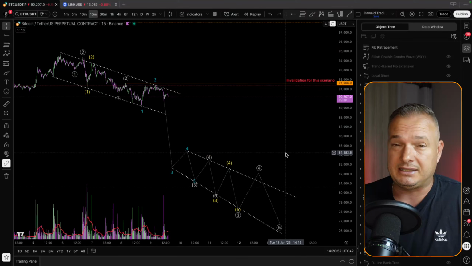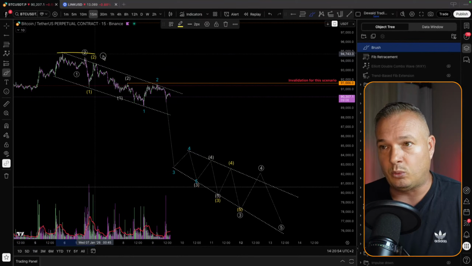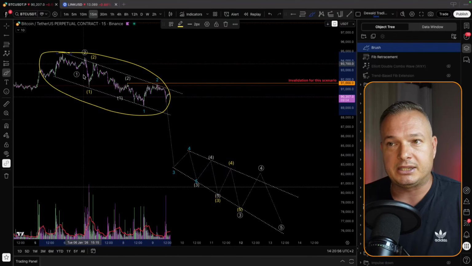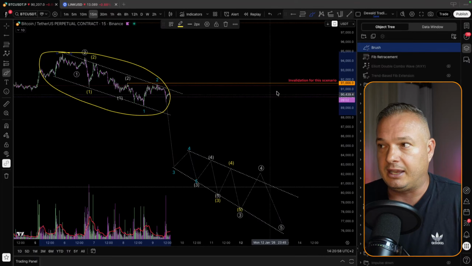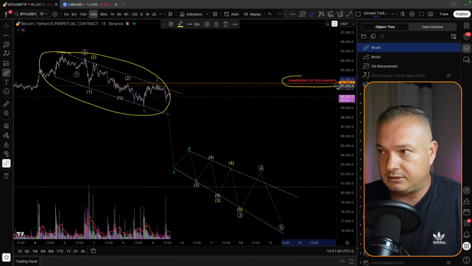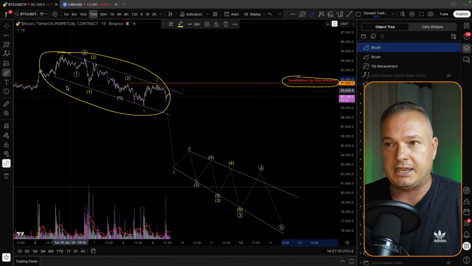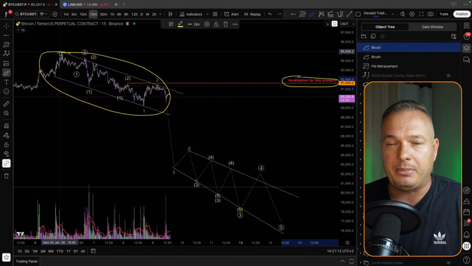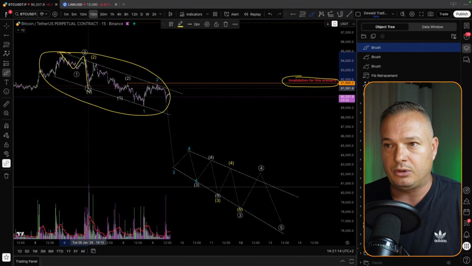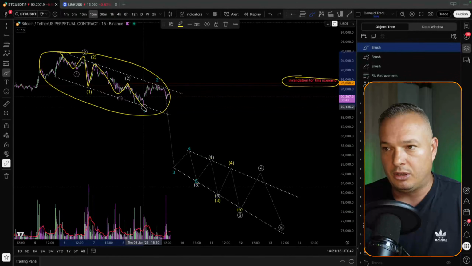It has to be said it's not pretty. These nested 1-2s are not pretty, but it's not invalidated. Okay, this level at $91,666 has to be claimed to invalidate the scenario. So in the most bearish case scenario, you basically have built up nested 1-2s. 1, 2, 1, 2, 1, 2, 1, 2.